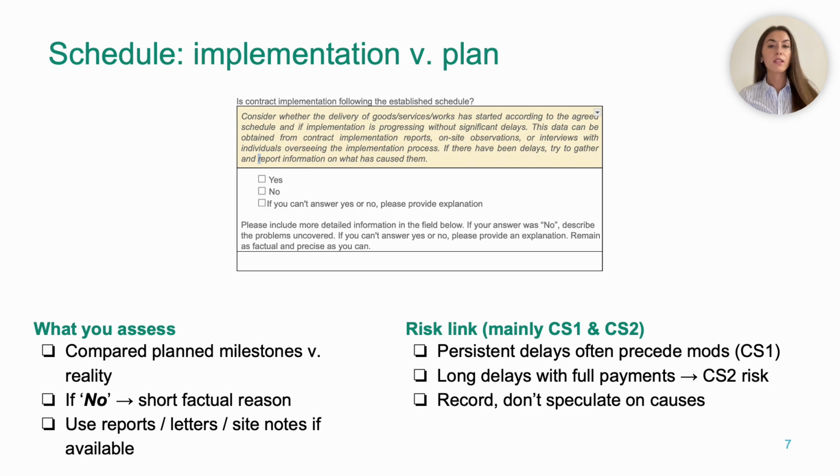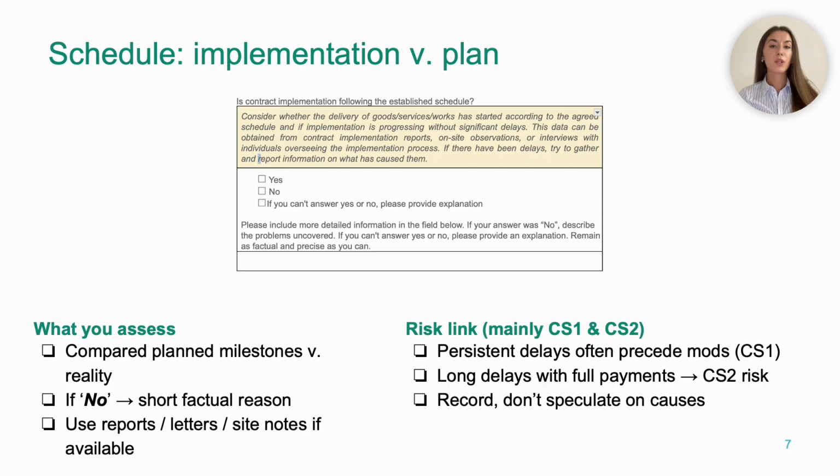For instance, work started 3 months after the planned start date, or milestones 1 and 2 are both more than 6 weeks late. Why is this important for corruption schemes? Well, for corruption scheme 1, repeated delays often create pressure for urgent extensions and additional funds. If you've already seen significant delays, later variation orders deserve extra scrutiny.